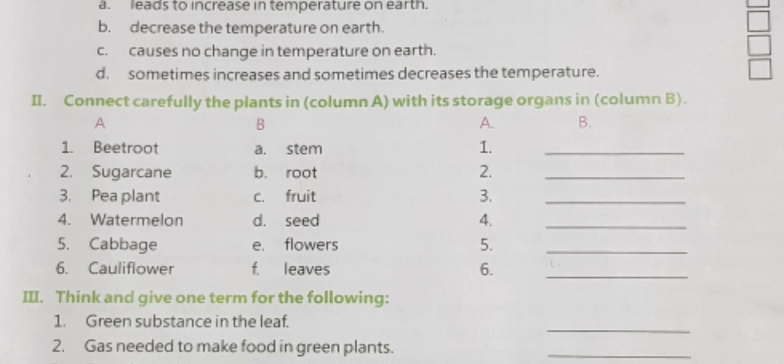First one is beetroot. Where does the beetroot store its food? Yes, in B, that is root. For the sugarcane, it stores food in the stem. Then pea plant. Yes, option D, seed. What about watermelon? Yes, it is in fruit. Cabbage, leaves. And last one, cauliflower, flower.